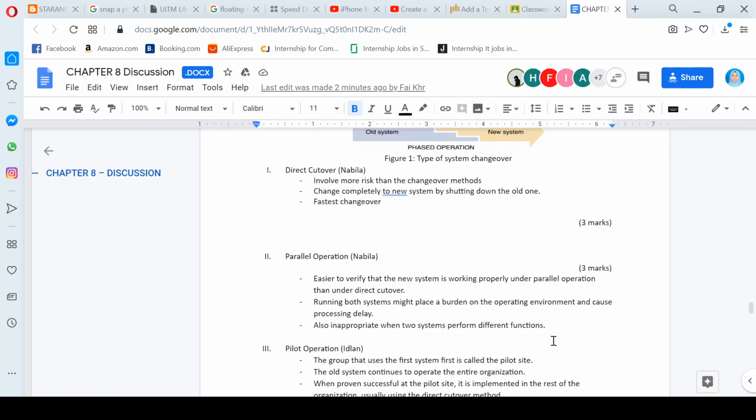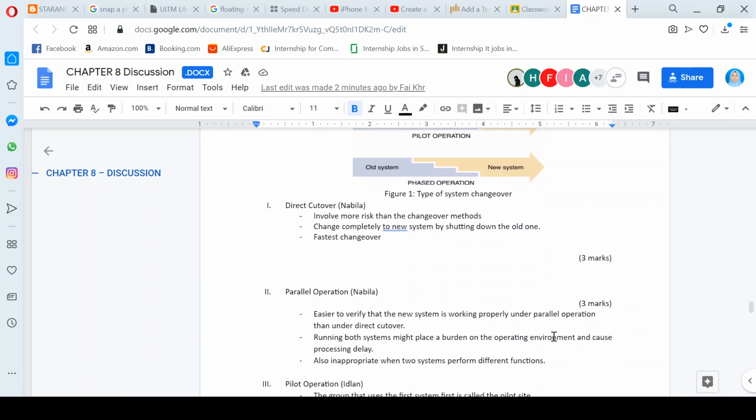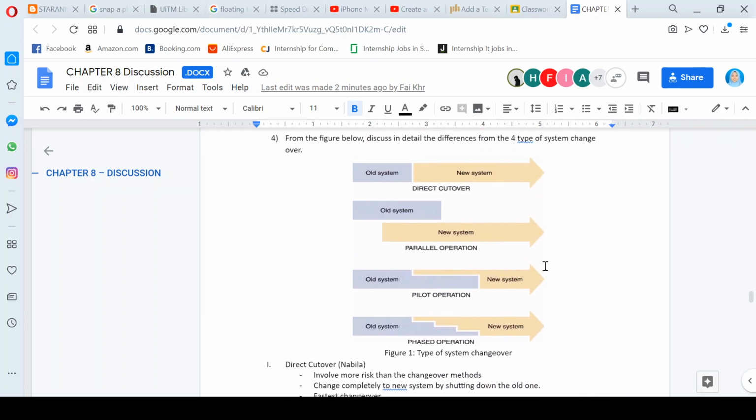So kalau kamu refer kepada figure 1, kamu tengok dekat arrow ataupun anak panah tu, kamu tengok daripada old system directly dia akan stop, dia akan start dengan menggunakan new system. Okay, so this is direct cutover. And also direct cutover is the fastest changeover method. So dia adalah yang paling cepat, which is dia punya transition tu kita stop old system dan kita akan directly continue with the new system.